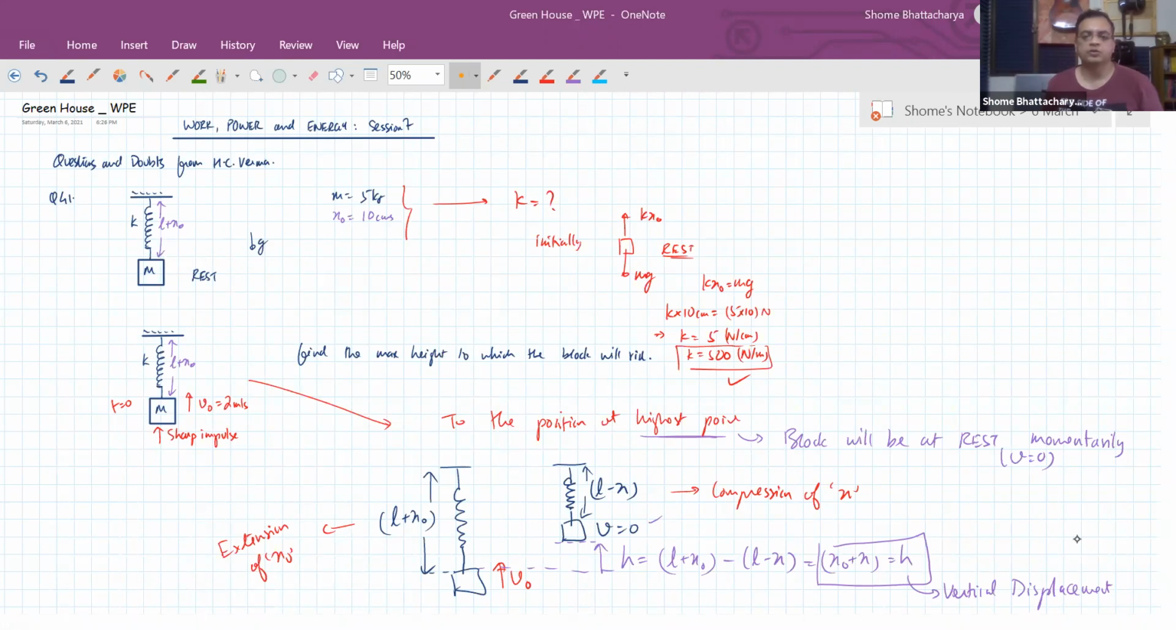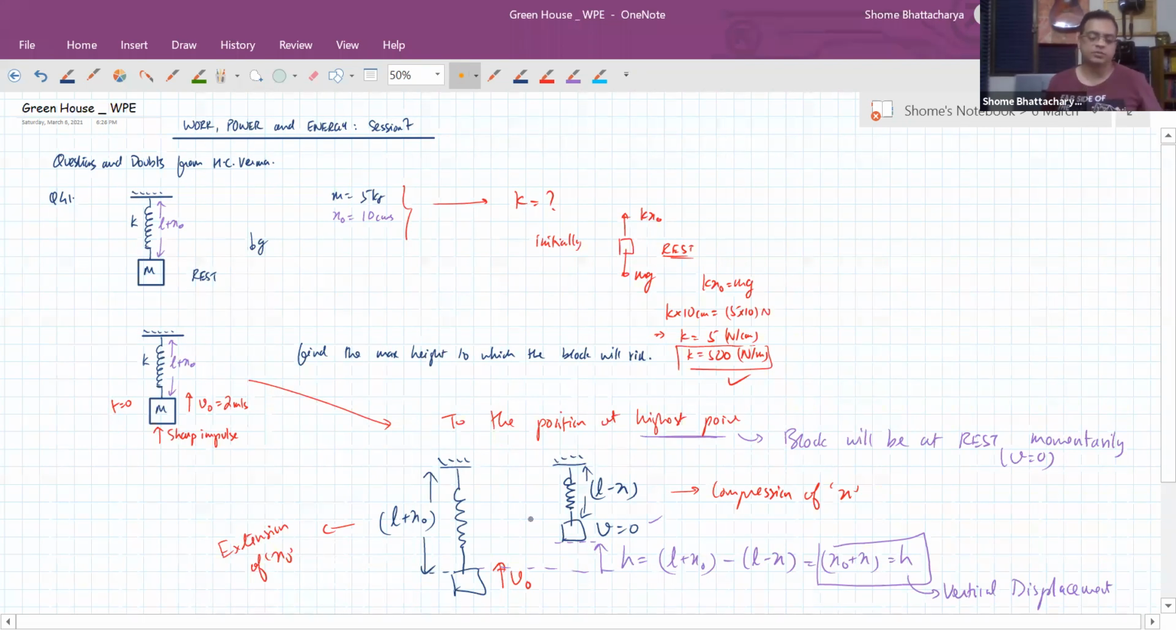You understood this? So what we have to do now to solve for this highest point, we have to apply work energy theorem and conservation of mechanical energy for the system from this initial state to this final state. As the block is going from the initial speed v naught to the final speed of 0, where it stops for a moment at the highest point.